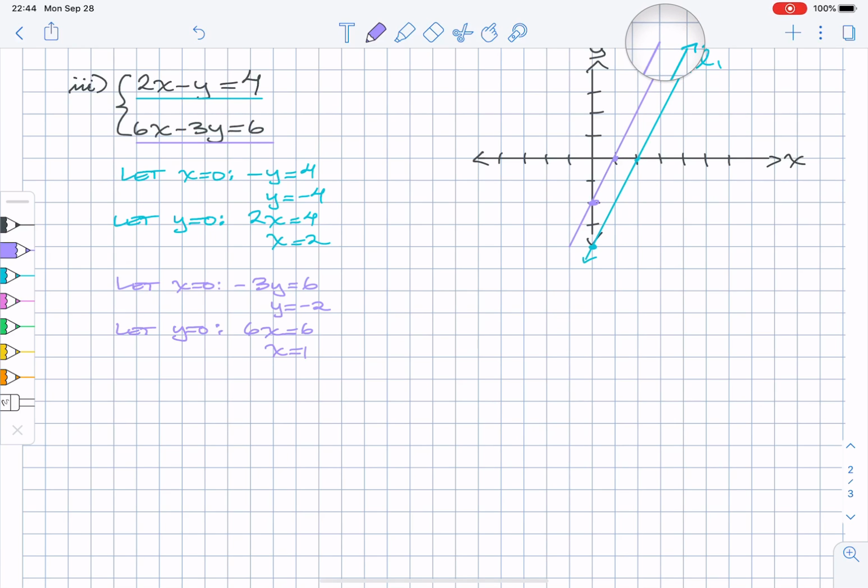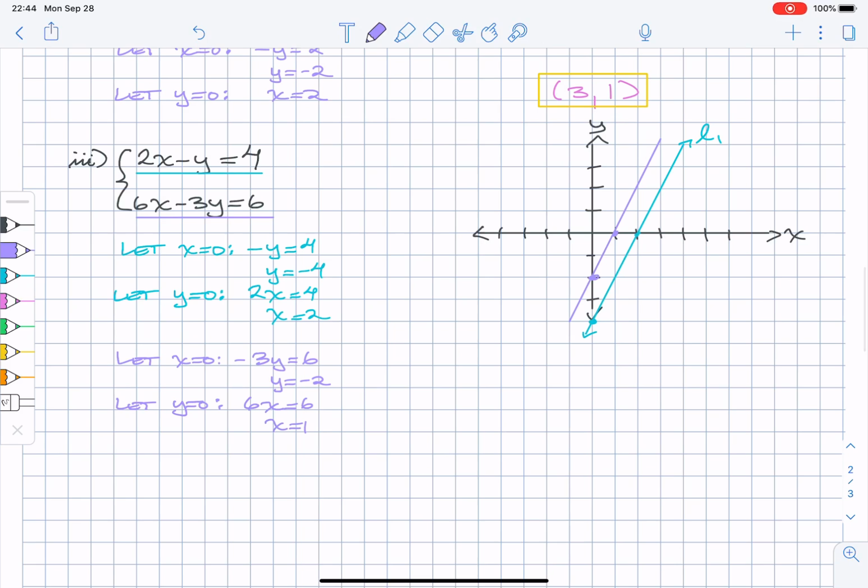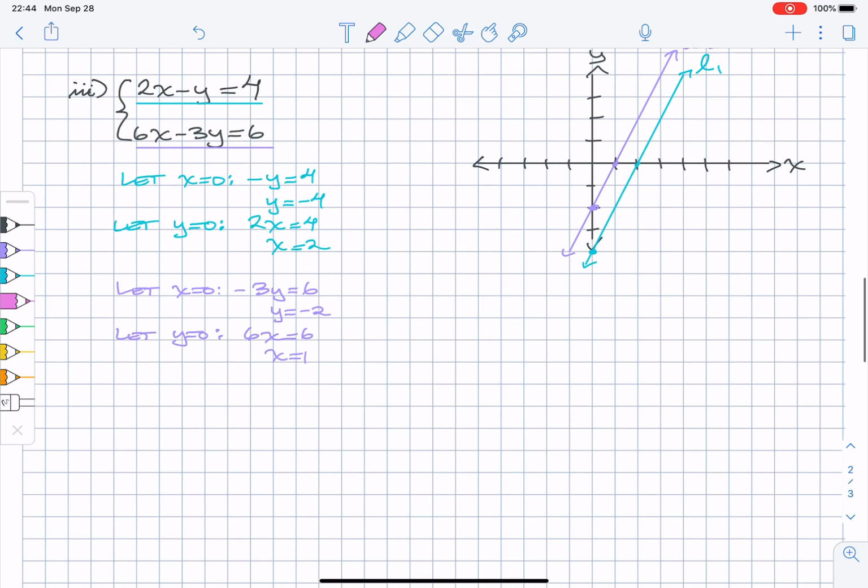Rise. Let me get that a bit better. There we go. Okay. These lines are parallel. No solution. So line 1 is parallel to line 2. So that implies no solution. And remember, no solution is this symbol, the empty set.